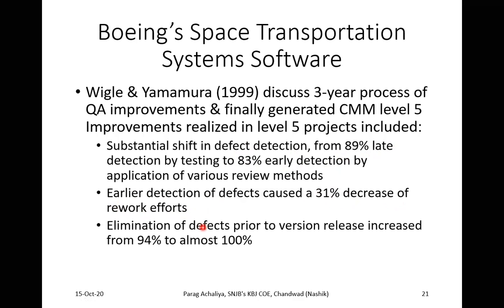इससे क्या हो गया, it will lead to elimination of defects prior to version release increasing from 94% to almost 100%। इन सबसे क्या हो गया, जो 94% का डिफेक्ट एलिमिनेशन का जो रेशियो था, that 94% got increased to 100%। It will lead to a 140% increase in general productivity। इससे क्या हो गया, जो भी बिजनेस था जो 100% पे था, it jumped from 100% to 140%। Here you can see the direct margin in the Boeing space transportation system software. That is because of this software or this animation.